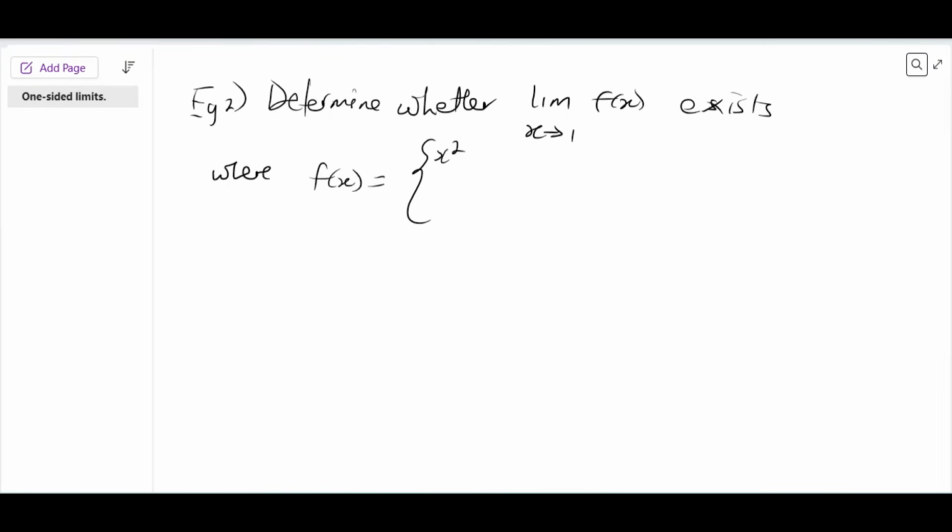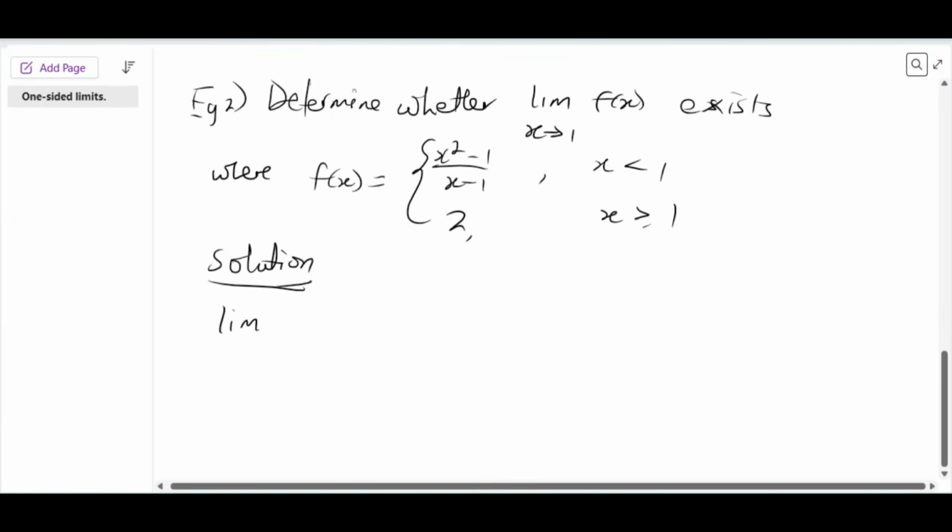We have x squared minus 1 over x minus 1 whenever x is less than 1, then we have 2 whenever x is greater than or equal to 1. So we are to determine whether the limit as x approaches 1 of this function f of x exists. Now here f of x is a piecewise function. All right. So you already know the condition for the limit to exist. The left-hand side of the limit and the right-hand side of the limit must be the same. They should be equal. I'll go ahead and compute the limit as x approaches 1 from the left.